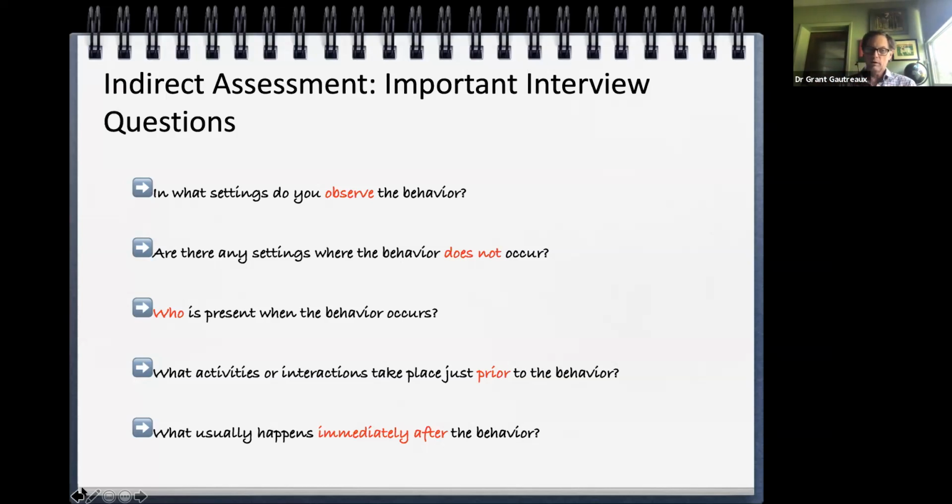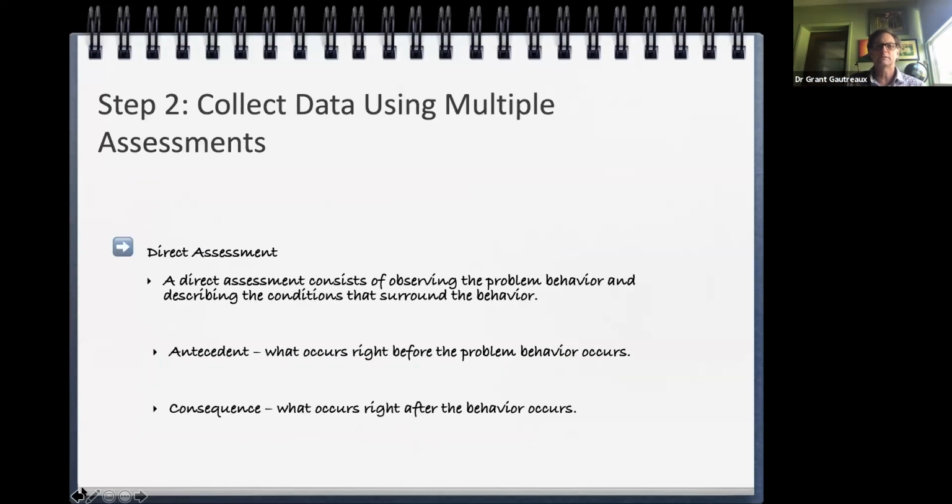What is critical, however, is that's part of the equation. It is not meant to be all of the equation. Therefore, you're not going to make a hypothesis just based on the responses to your interview questions. Again, this is an indirect assessment.